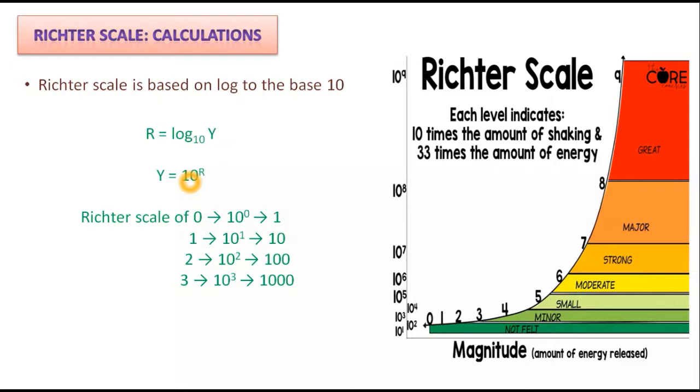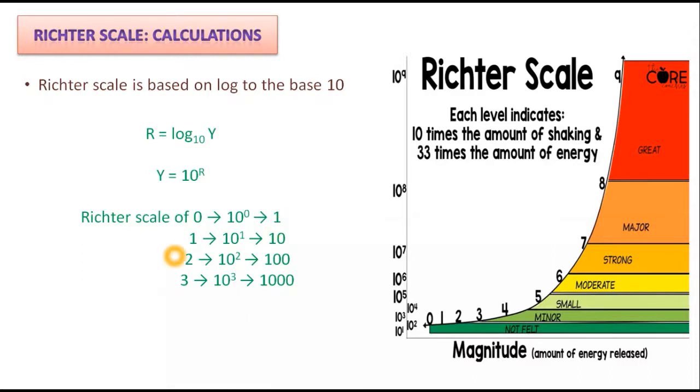So if we say that an earthquake is of magnitude 0 on the Richter scale, this would imply 10 to the power of 0, which is equal to 1. Anything raised to the power of 0 is equivalent to 1. That is the value of y. Here the value of y is 1, so the value of amplitude is 1.